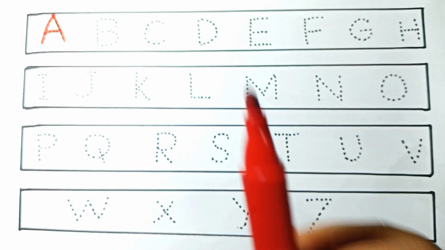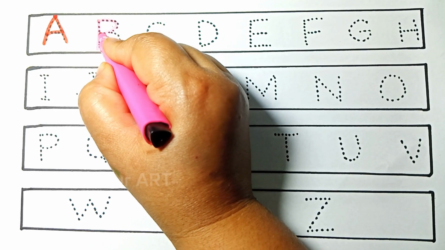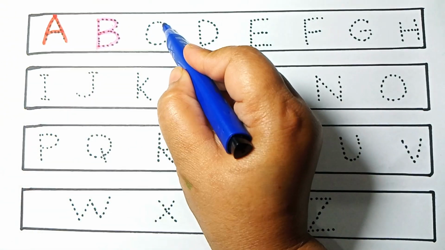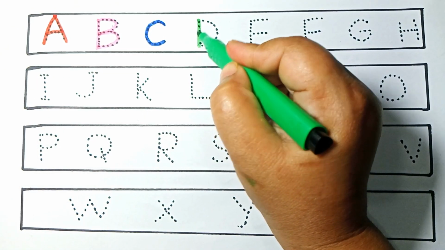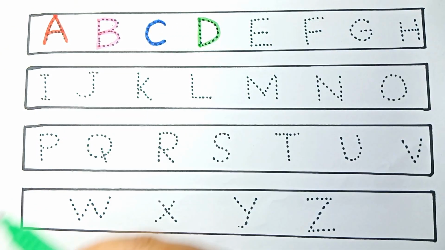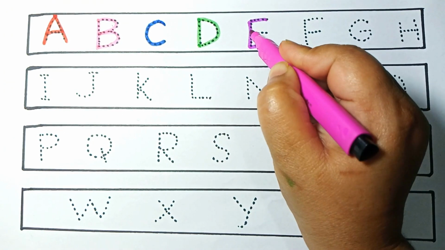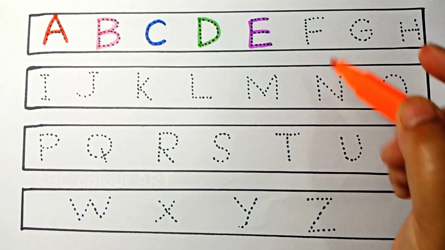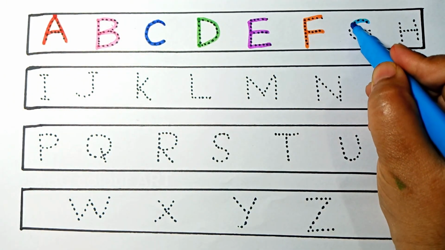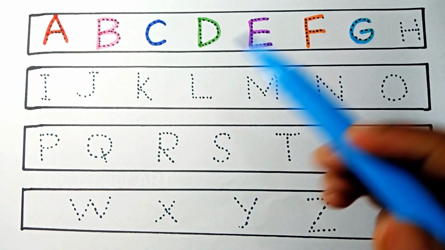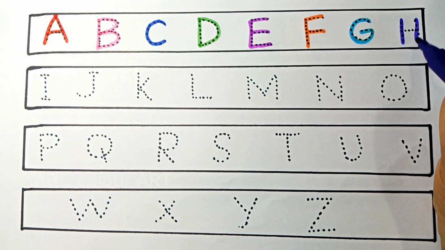A for airplane, B for butterfly, C for car, D for dog, E for egg, F for frog, G for grapes, H for hen.